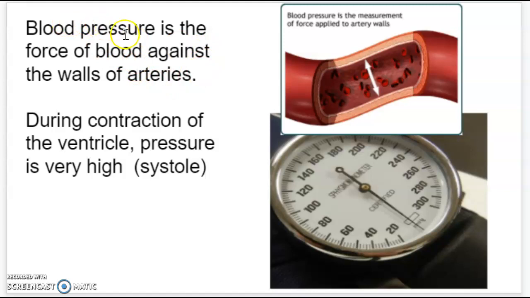And like I said, the blood pressure is actually just the force of the blood against the wall of those arteries. Sometimes when your arteries start to lose elasticity, they will start to get a little bit more rigid, and that's what's going to cause some high blood pressure.